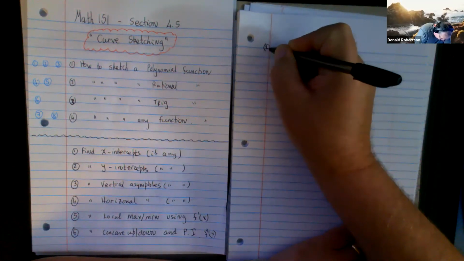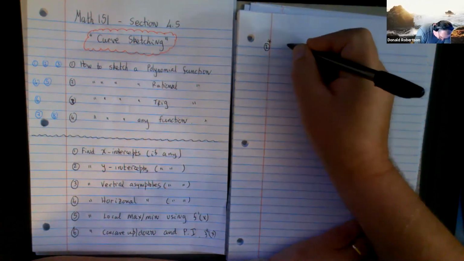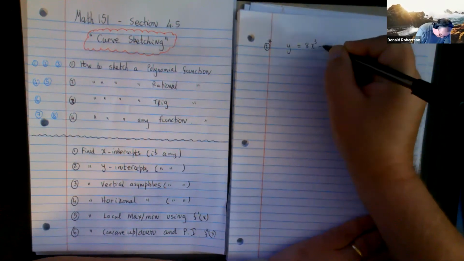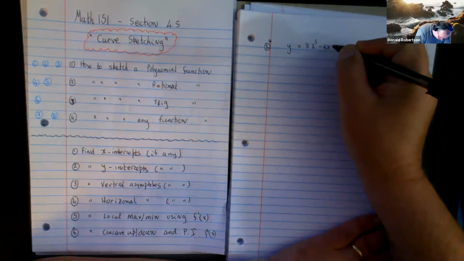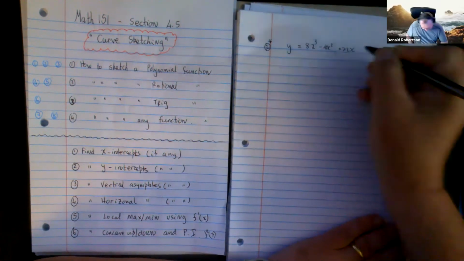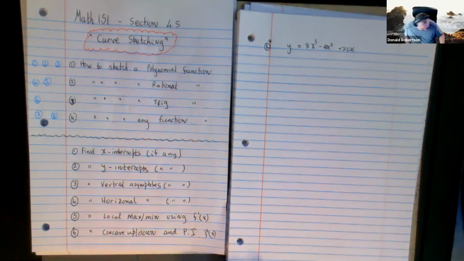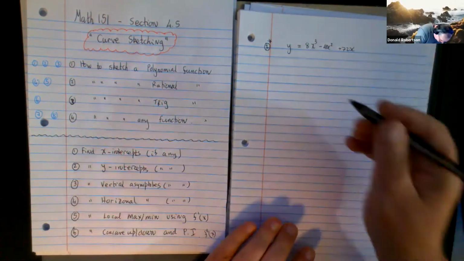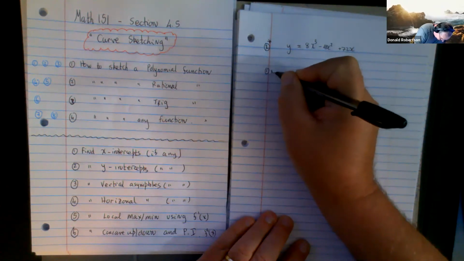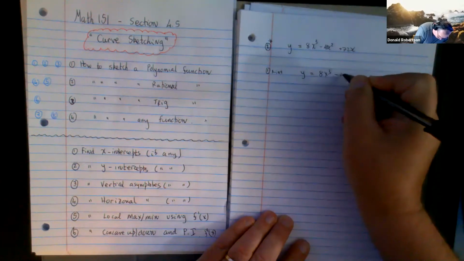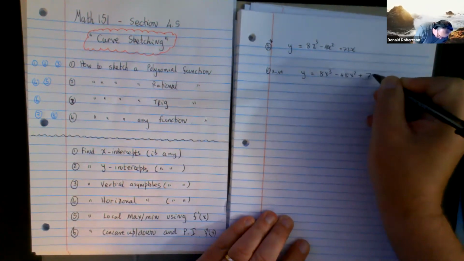I'm going to do actually question 2. And we're being asked to sketch 8x cubed, take away 48x squared plus 72x. And if I wanted to sketch this in Math 141, I would find the x-intercepts and the y-intercepts. So let's do that. Let's get the x-intercepts. Well, the best way to find x-intercepts of a polynomial is to factor the heck out of it.